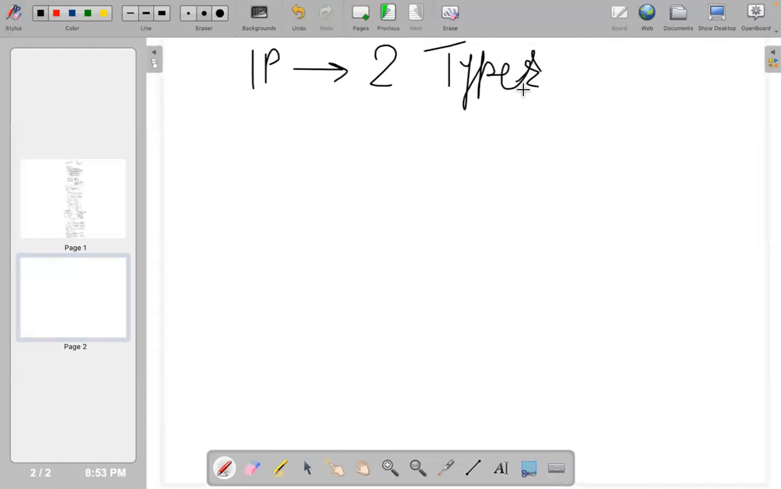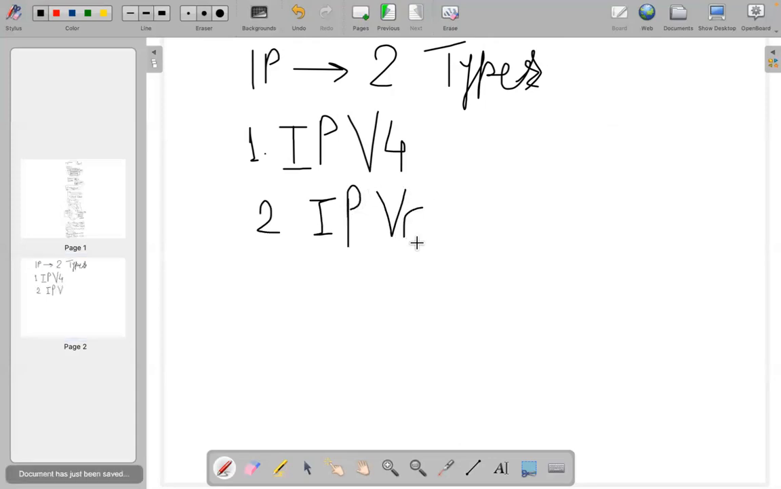Types. First is IPv4. IP is nothing but internet protocol, and this is called version 4. Second is IPv6. Okay. Yes, sir. Version, you know what is version?